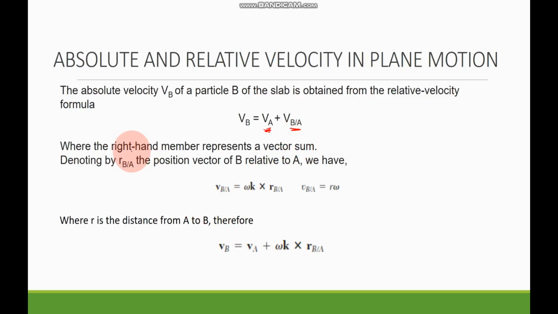So denoting by r the position vector of B with respect to A, we have the velocity of B with respect to A is equal to the vector product of the angular velocity and the relative position of B with respect to A, or the position vector of B with respect to A rather, in which the velocity of B with respect to A is equal to the position vector multiplied by the angular velocity, where r is the distance from A to B. So yung r natin is the distance from A to B. Therefore, the velocity of B is equal to the velocity of A plus the vector product of the angular velocity and the distance from A to B.